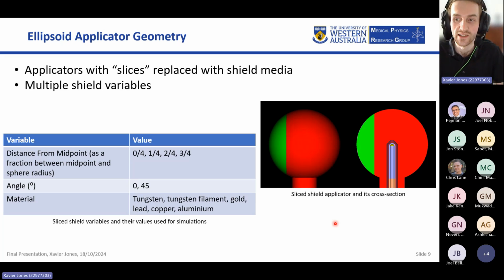Also, applicators with slices replaced with the shield material were produced, indicated here. Again, multiple applicators with varying variables are produced with distances from midpoints of 0 quarters, i.e. starting from the midpoint here, 1 quarter, 2 quarters, 3 quarters. Also, the same 2 angles and materials discussed earlier are used.